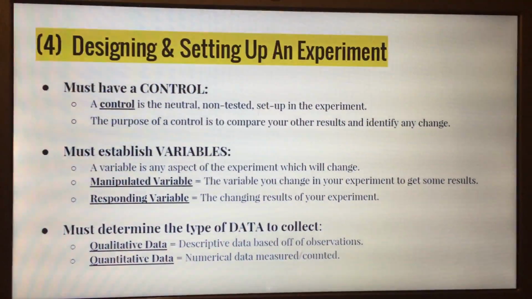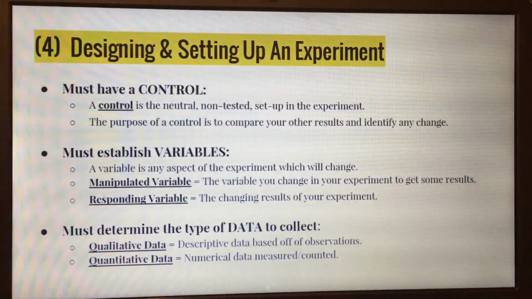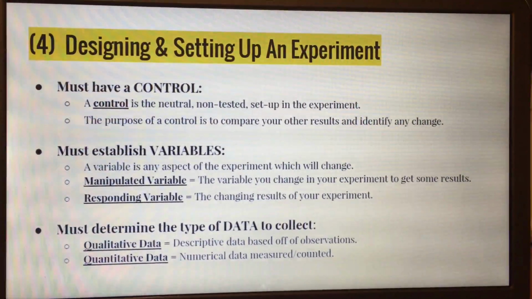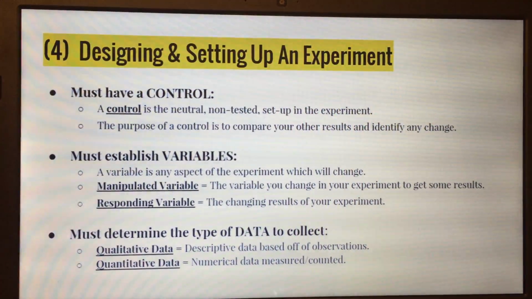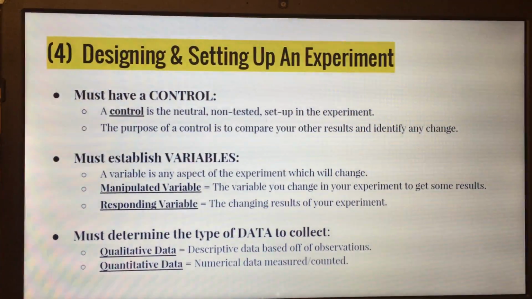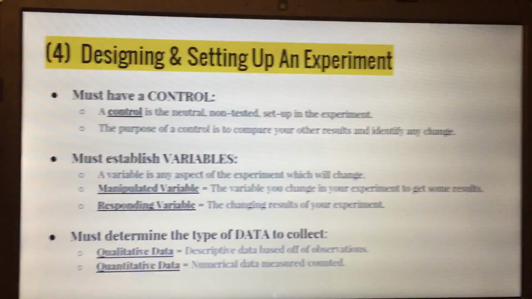The manipulated or independent variable is what you are going to test out or change in your experiment. So going back to our Wi-Fi example, your manipulated or independent variable might be you checking and paying the internet bill and seeing if that gets you some results.